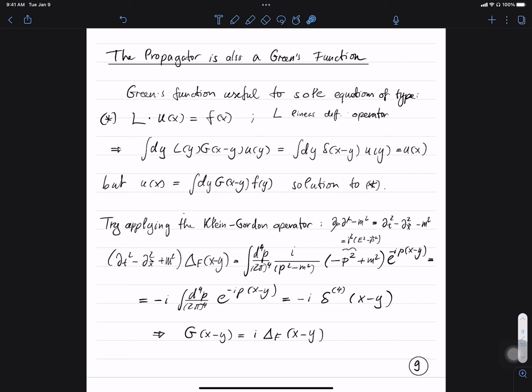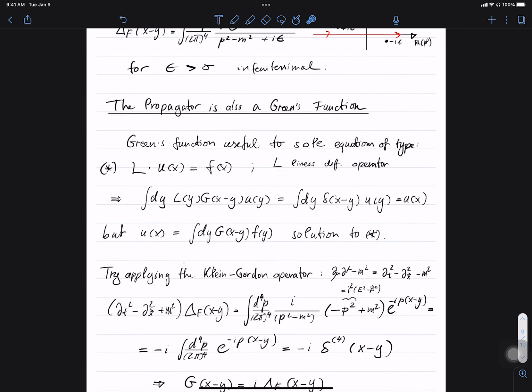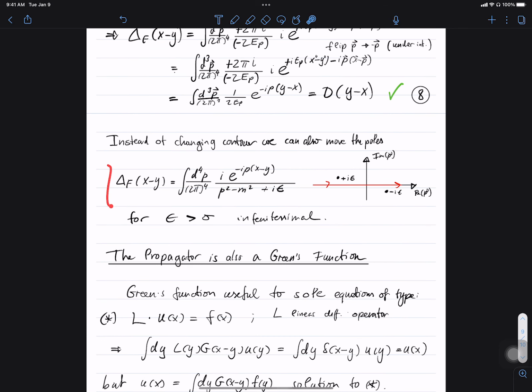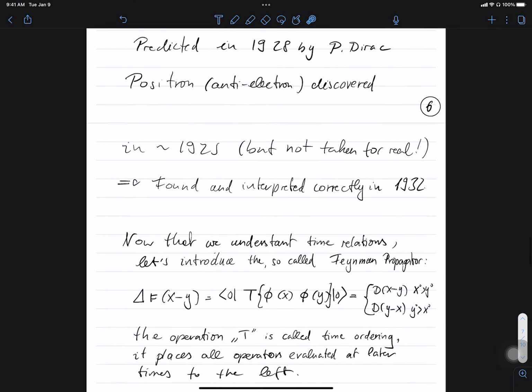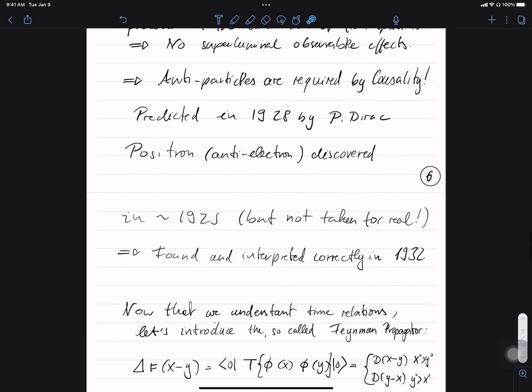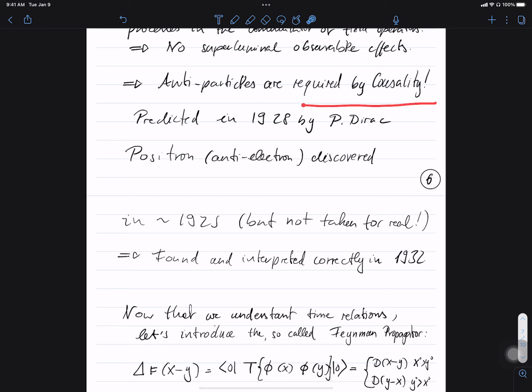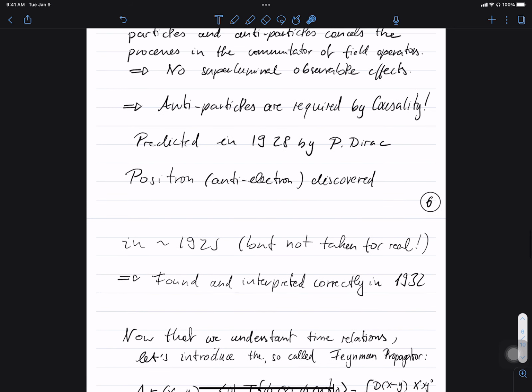So to summarize, we found how particles propagate, which functions describe their propagation, namely this complex propagating function, and what we also learned, which is a deep insight, is that causality requires the existence of particles and, to each particle, the existence of an antiparticle with opposite charge, and in fact we discovered the first antiparticle in 1932, and since then many others.